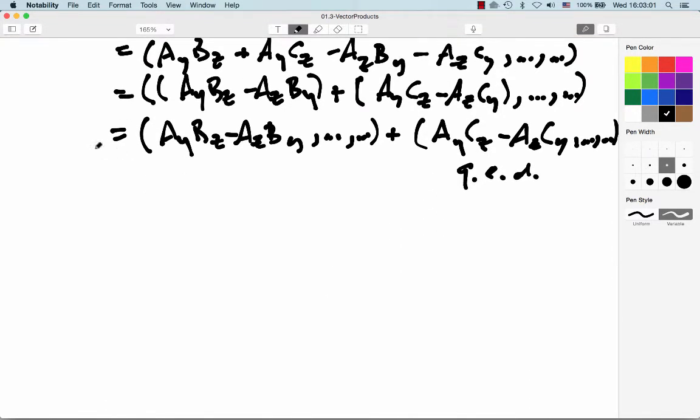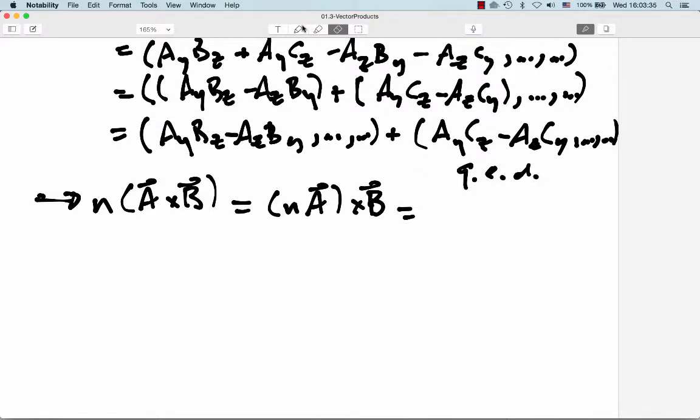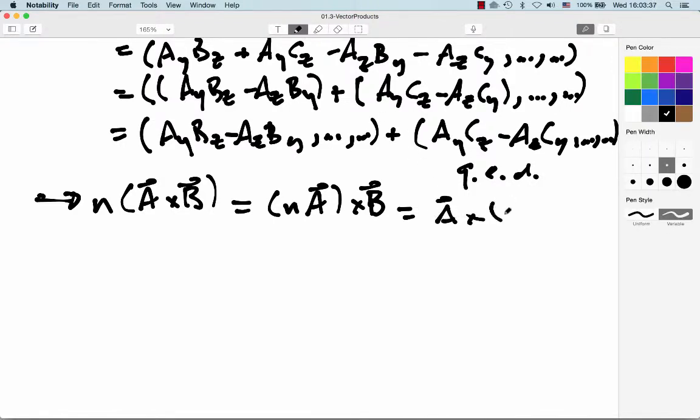Okay, in a similar vein, you can show, but I will leave as an exercise for you, that if I take some scalar, say n, and multiply that by a cross b, I can distribute the scalar multiplication however I like. So, in other words, I can have na crossed with b, or that could be a crossed with n times b. Either way.